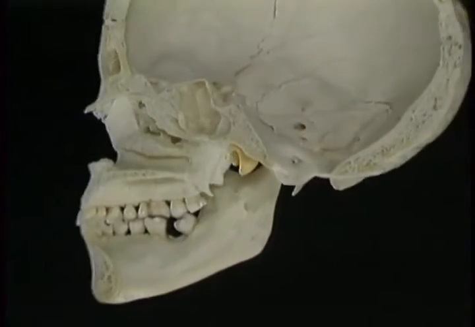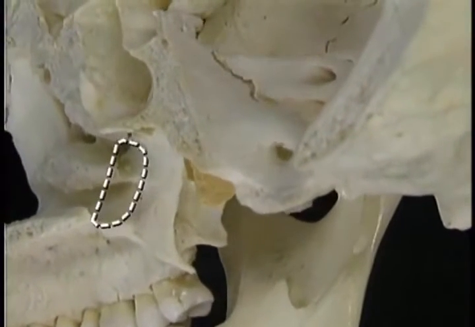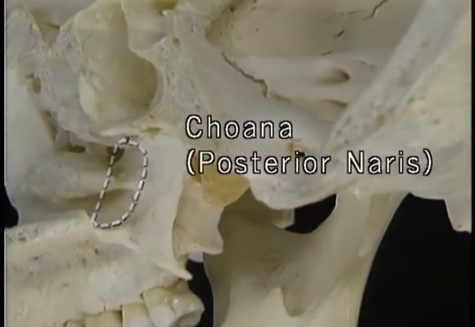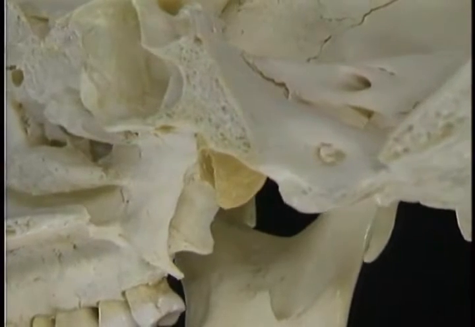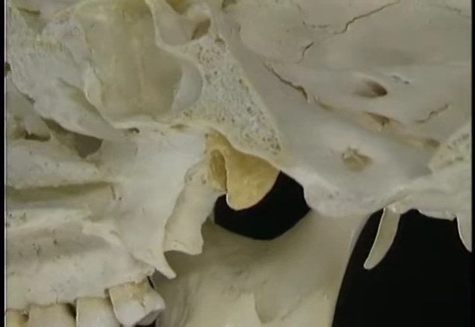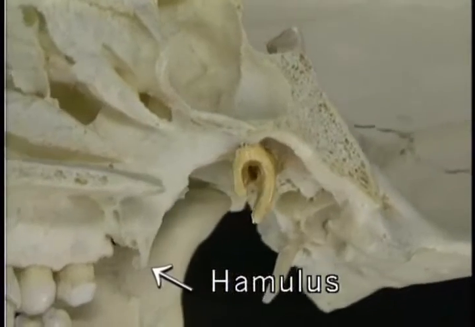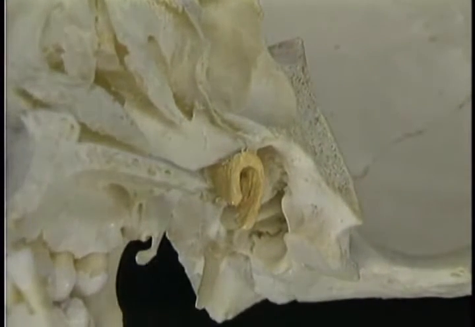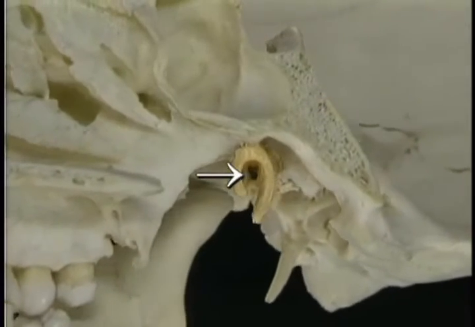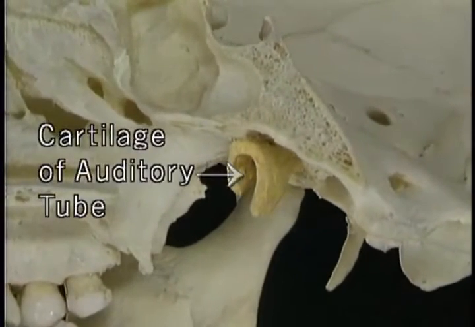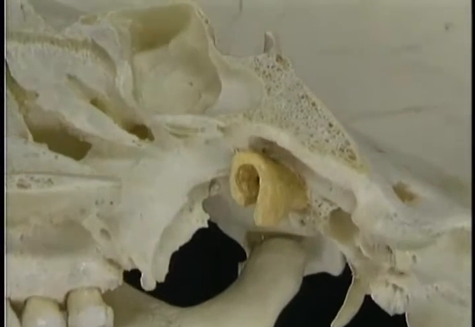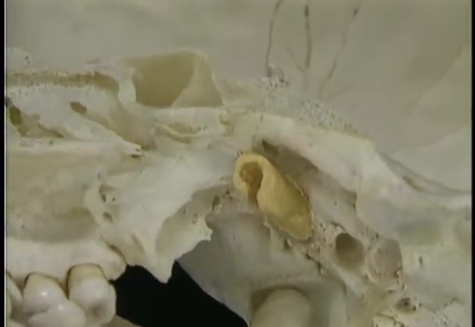Now that we've seen the bony features of the nasal cavity, we'll move back and look at the bones that surround the nasopharynx. Here's the posterior opening of the nasal cavity, the choana, or posterior nares. Its lateral wall is formed by the medial pterygoid plate. The medial pterygoid plate ends below in the hamulus. This piece of colored material represents the cartilage of the auditory tube. The cartilage forms an incomplete tube, open on the underside.